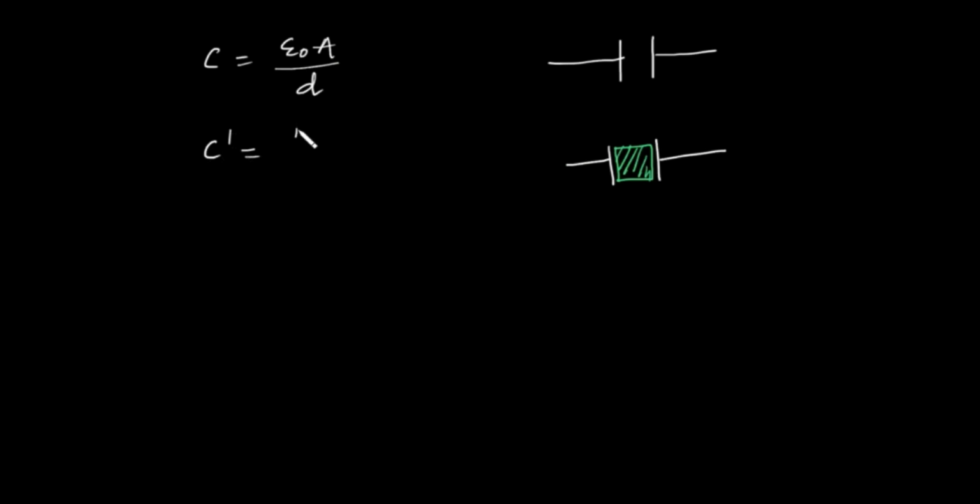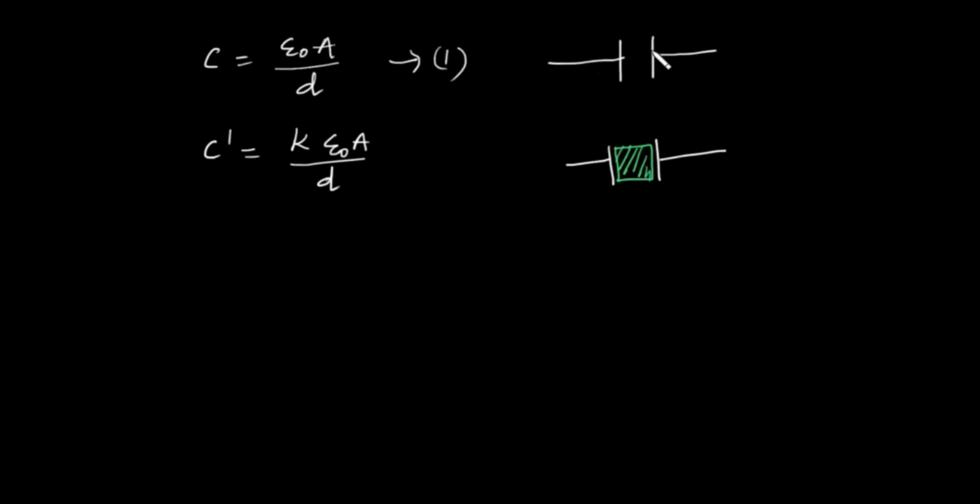Now for a parallel plate capacitor, the capacitance is equal to epsilon naught A by D. Now for this parallel plate capacitor, if I fill this gap completely with some dielectric, then the capacitance will become, say, C dash is equal to K epsilon naught A by D.